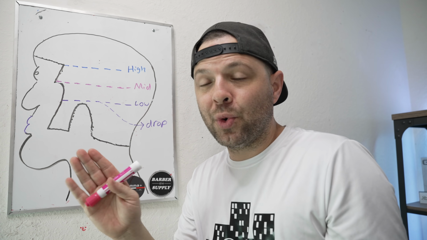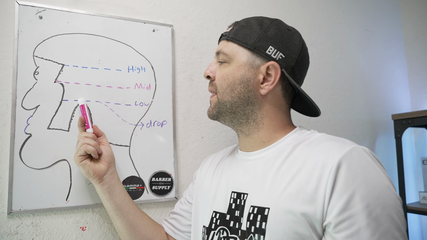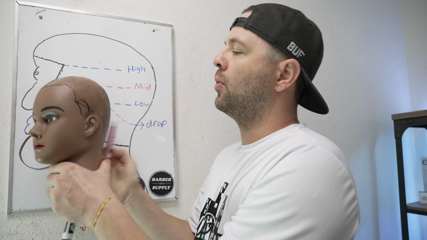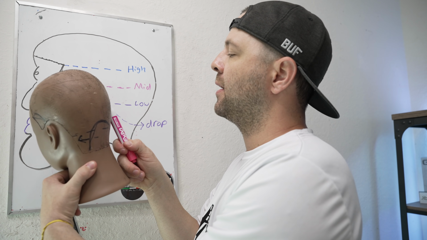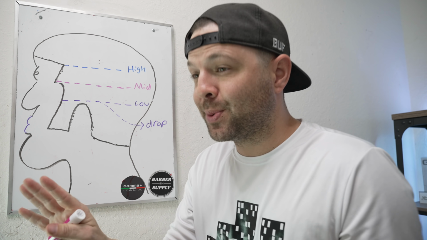So the next one is the low fade. The low fade could take place right on the top of the ear, and it also can go around perfectly straight in the back without dropping. We could actually get lower than a low fade, but that's what we're going to talk about later.